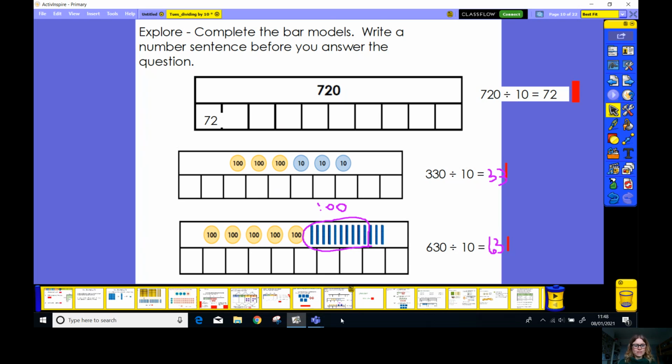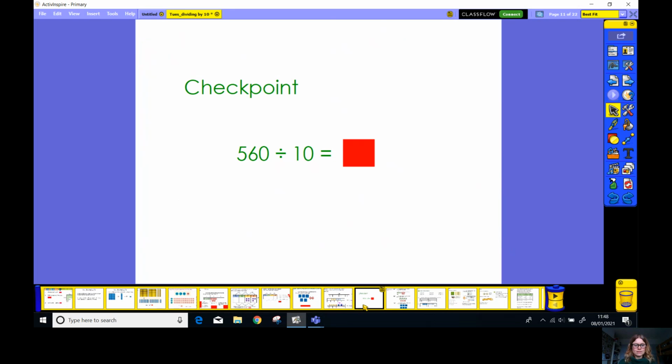Okay, let's move on to our next question. Now, our next question is our checkpoint question. So I'd like you to pause the video and have a go at this, please. It says 560 divided by 10. Okay, take a purple pen, let's mark it. 560 divided by 10 equals 56.